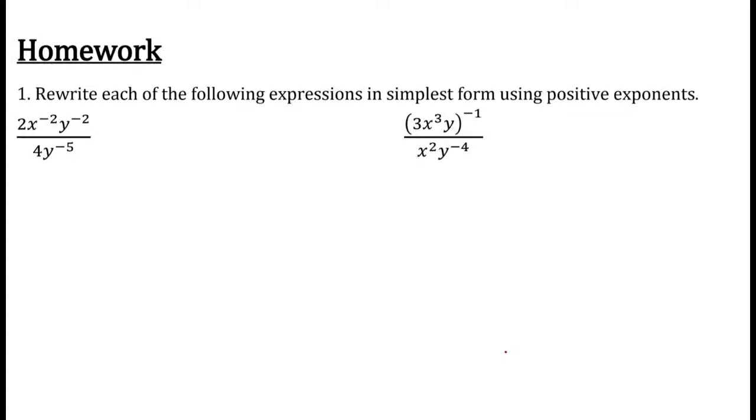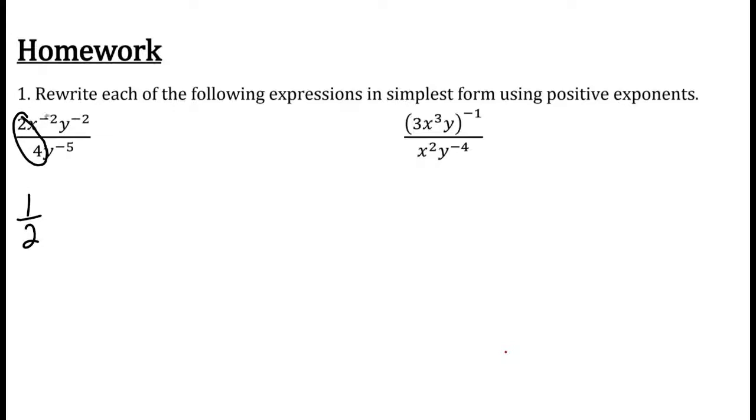Number one, rewrite each of the following expressions in simplest form using positive exponents. So in this lesson, we reviewed our properties of exponents from 8th grade and Algebra 1. So let's get right to it. I have 2x to the negative 2, y to the negative 2 over 4y to the negative fifth. So I've got a 2/4 there that I'm going to take care of first.